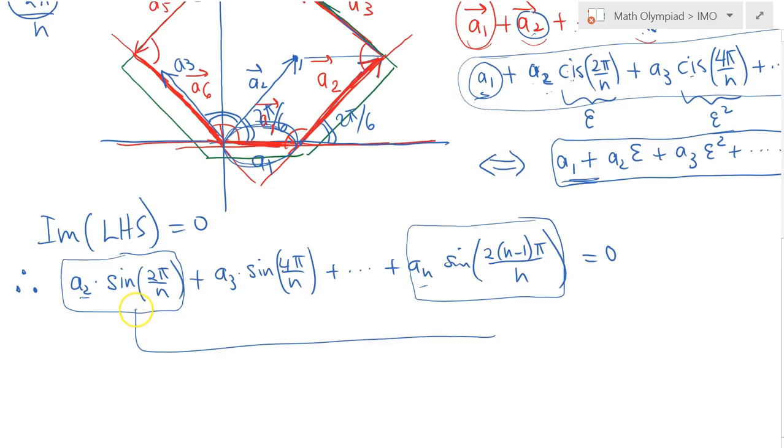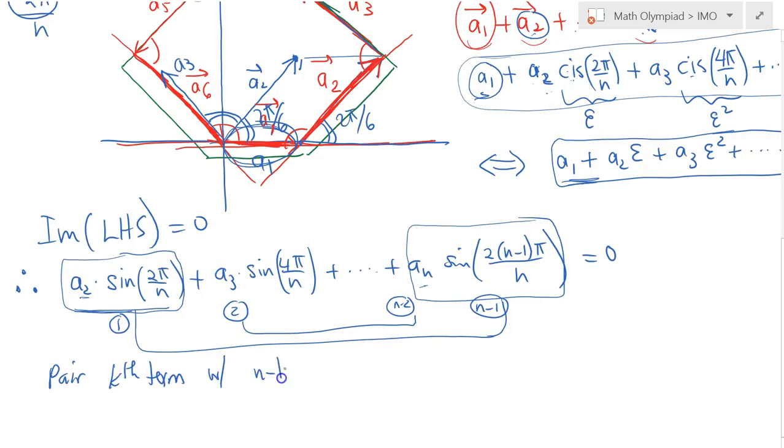Does that make sense? So the second term, let me see. Right, so this is my first term. I'm pairing it with the last term, right? The nth term. Sorry, hold on. Oh sorry, it has n minus 1 terms. So therefore this is my first term, I'm pairing it with the n minus first term. I'm going to pair the second term with the n minus second term, somewhere here, and so on. So therefore, pair the kth term with the n minus kth term.